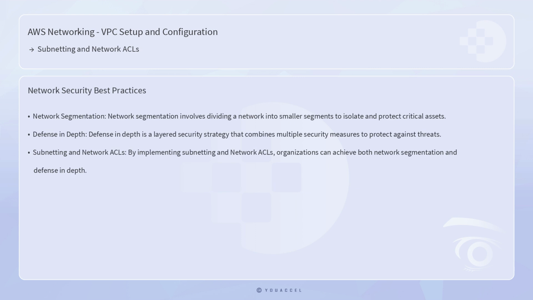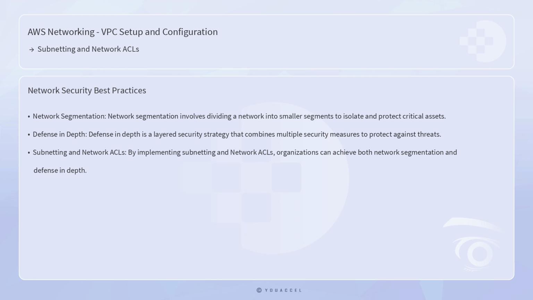Moreover, the use of subnetting and network ACLs aligns with best practices for network segmentation and defense in depth. Network segmentation involves dividing a network into smaller segments to isolate and protect critical assets. Defense in depth is a layered security strategy that combines multiple security measures to protect against threats. By implementing subnetting and network ACLs, organizations can achieve both network segmentation and defense in depth, thereby enhancing their overall security posture.